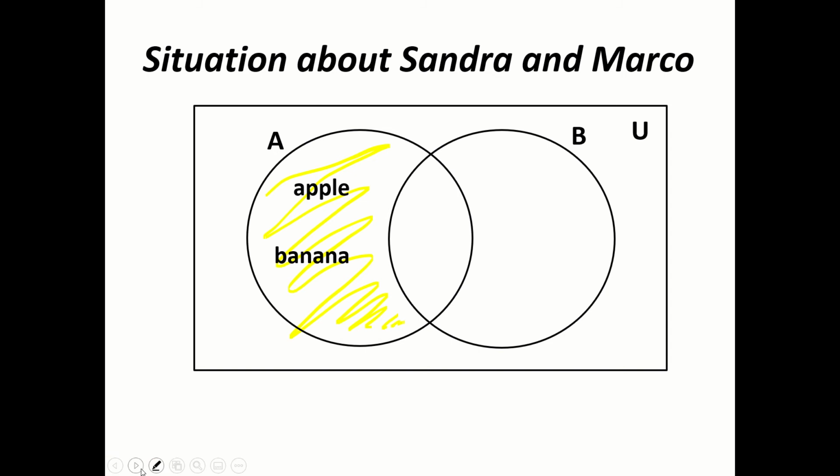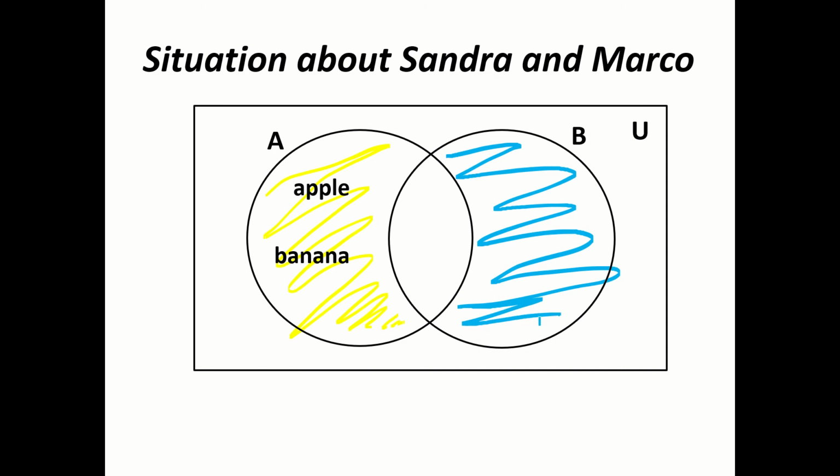Next, if we use this area, or the region, this is where you will place the fruits that Marco likes, but not Sandra. So we have orange and pineapple. And the overlapping region of the two circles, this is where we place the common elements of Sandra and Marco, or in other words, the intersection between the two, in which we answered mango.